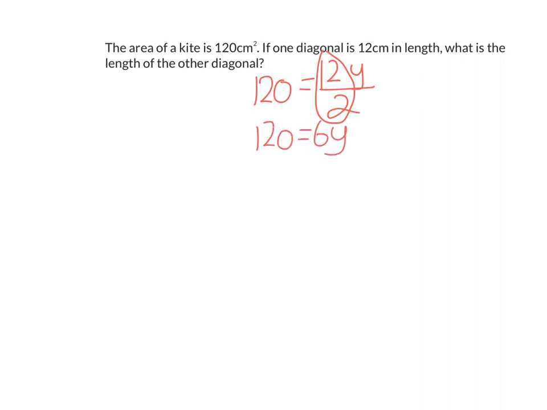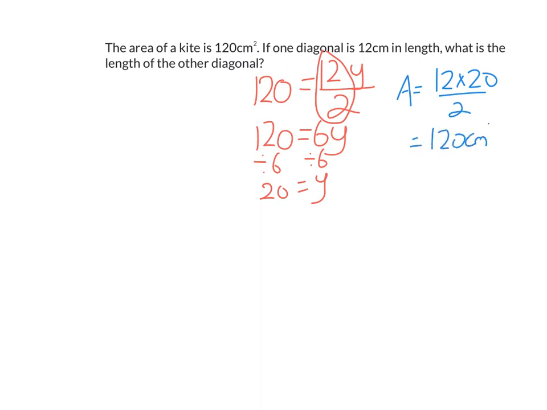You know how to solve equations. Undo everything that's been done to the pronumeral. Dividing each side by 6, we get 20 equals y. The other diagonal would be 20. And remember, you have to divide by 2 for a kite. So the area of this kite would be 12 times 20 divided by 2, which is 120 centimeters squared. It wouldn't be 10, and the area of the kite would only be 60. Let's look at another example like this.